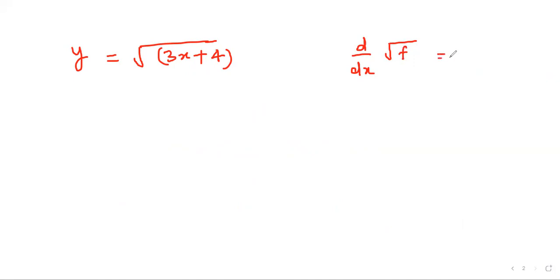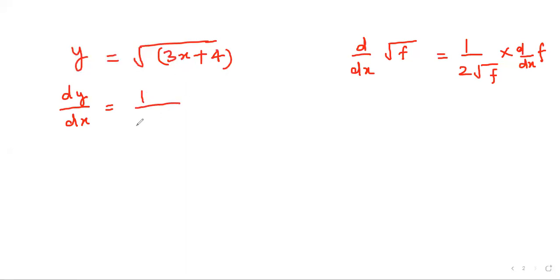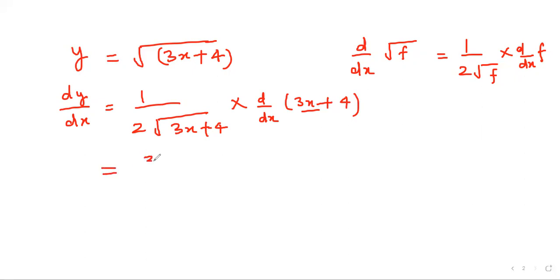So it gives 1 upon twice of root function into d upon dx of function. Let's see how. So this will become dy by dx equal to 1 upon twice of root of 3x plus 4 times d upon dx of 3x plus 4, and the derivative of 3x plus 4 will give 3. So we can say that it is 3 by 2 root of 3x plus 4.